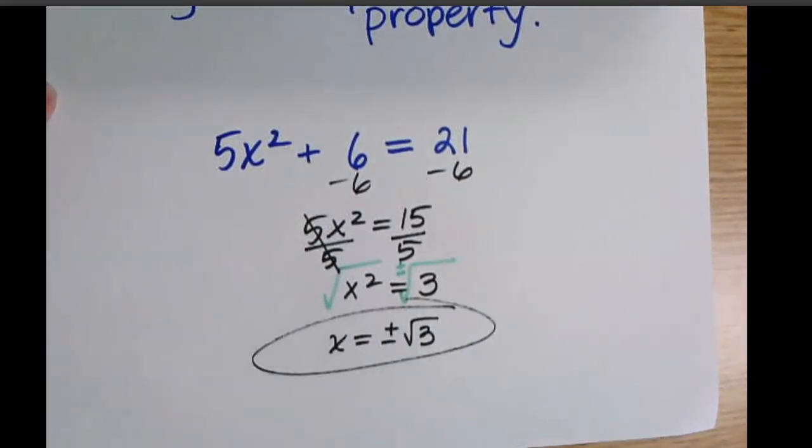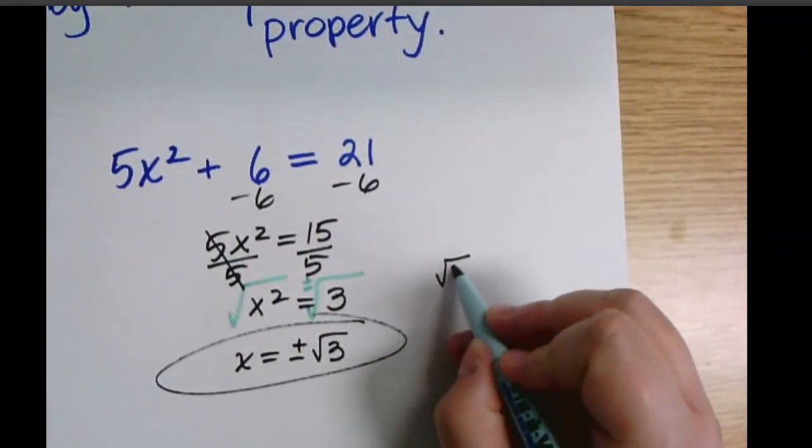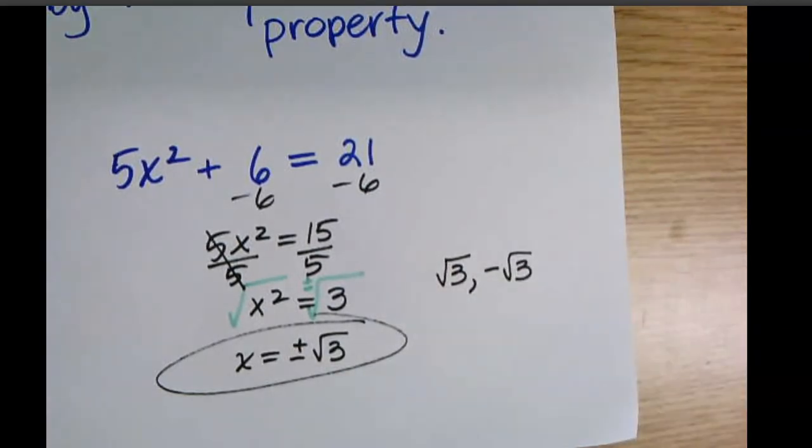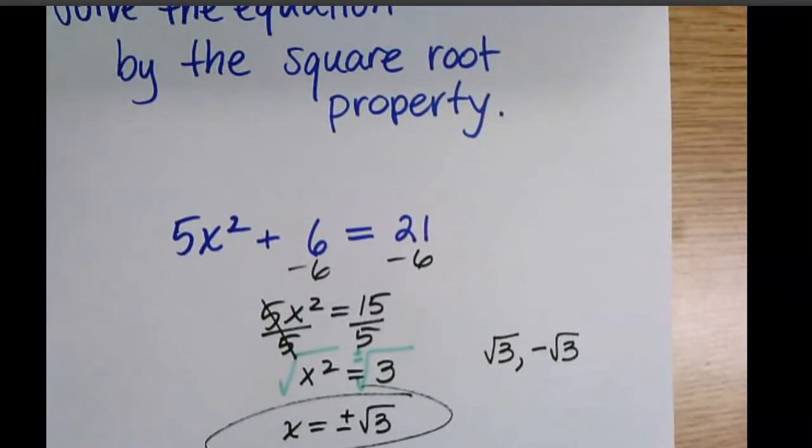And that's our answer. Now, on MyLabs, they don't give you a plus or minus button. So what you have to do is you put in square root of 3, comma, and then negative square root of 3. Okay? Let's do another one like that.